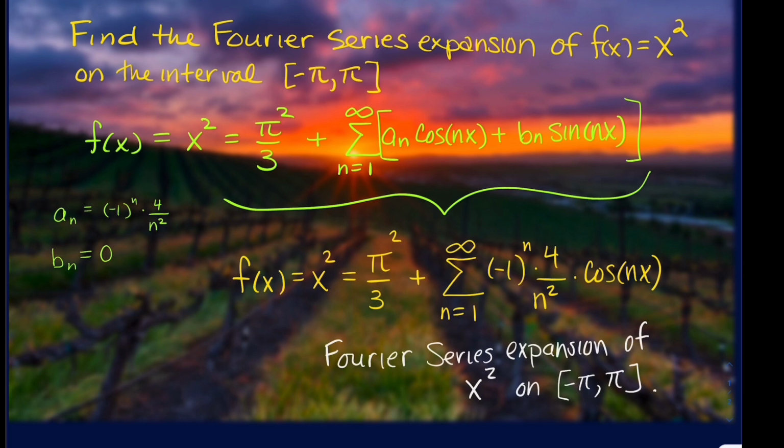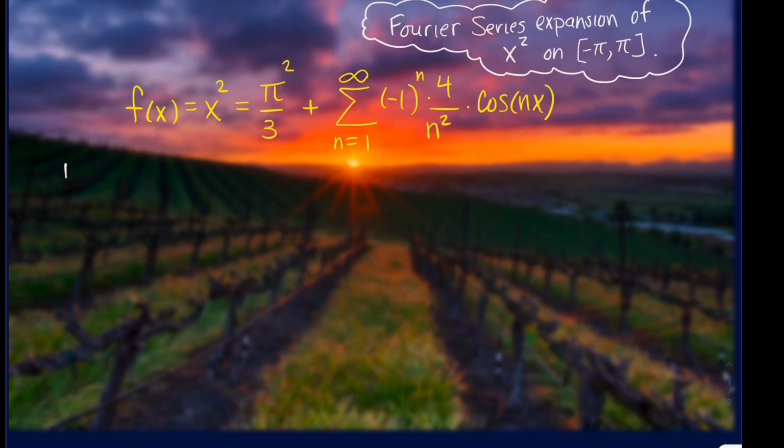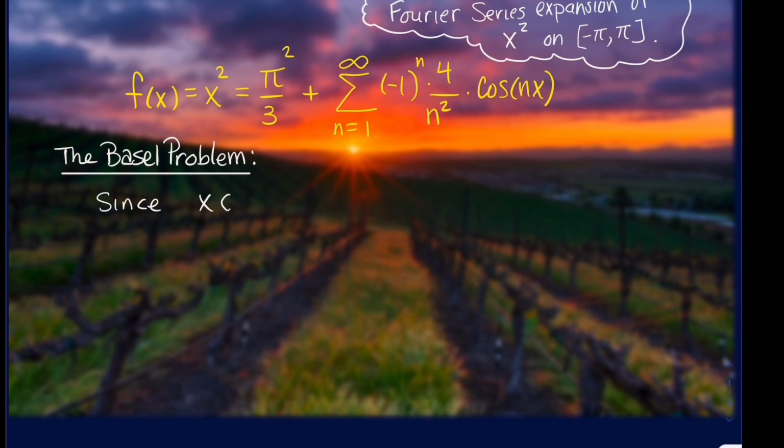Now it is from this point that we're going to use this Fourier series expansion to evaluate the Basel problem, the infinite series of 1 over n squared. Now since x is an element in the interval from negative pi to pi, we're going to let x equal pi.